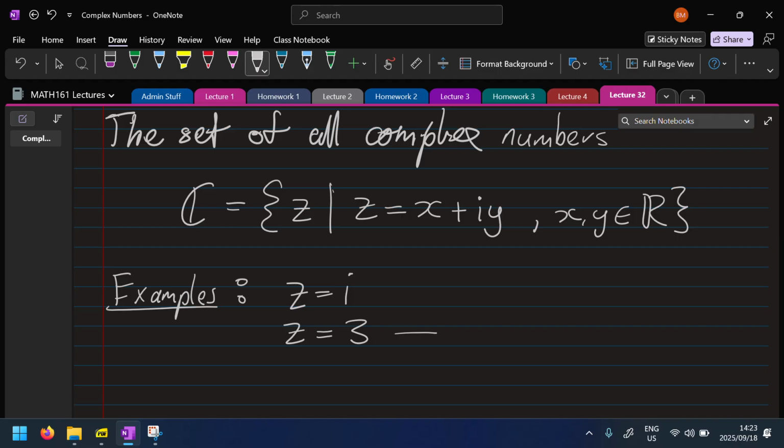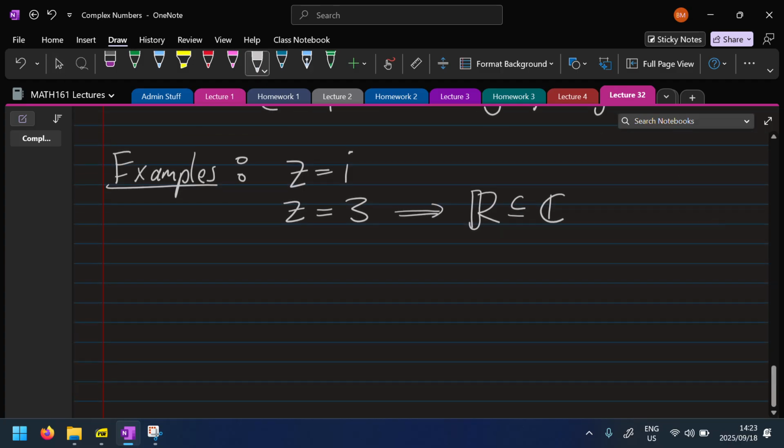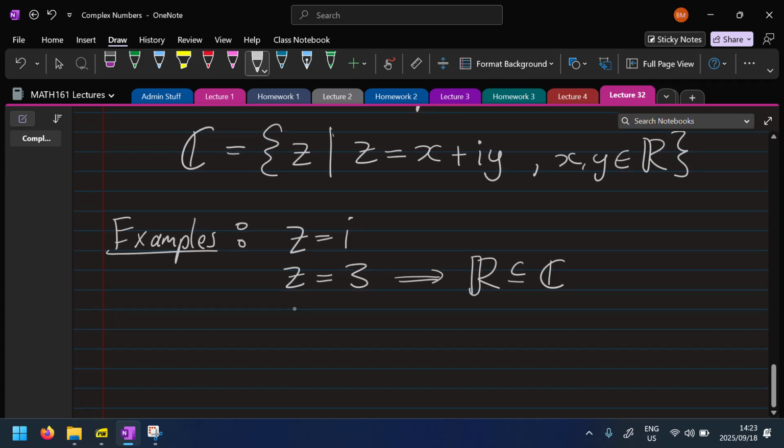So from this, we conclude that the set of all real numbers is contained in the set of all complex numbers. So every real number is a complex number, but not every complex number is a real number. Okay, so it's a subset. And we can have another example, z equals 1 plus 2i. This is a complex number. We take x to be 1, we take y to be 2, and we get this complex number z.